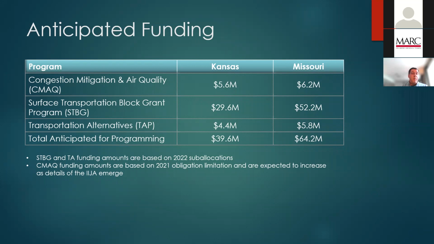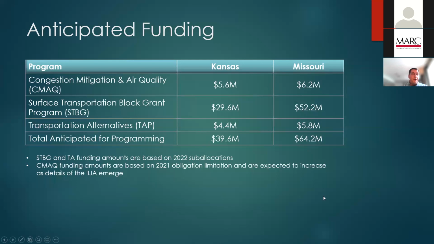This one saw probably the largest increase. We anticipated that due to changes in our new infrastructure bill that significantly increased funding for that program. So we're anticipating about $4.4 million in Kansas over 2 years, and about $5.8 million in Missouri. All told, just under $40 million in Kansas, and just over $64 million in Missouri.